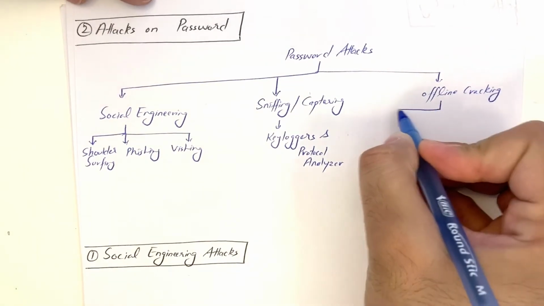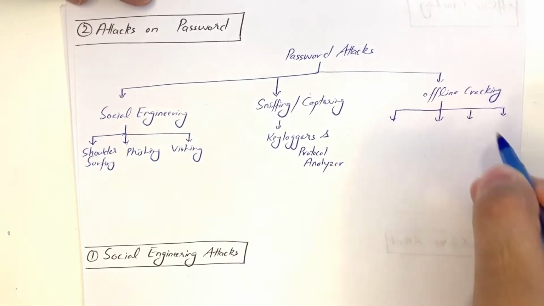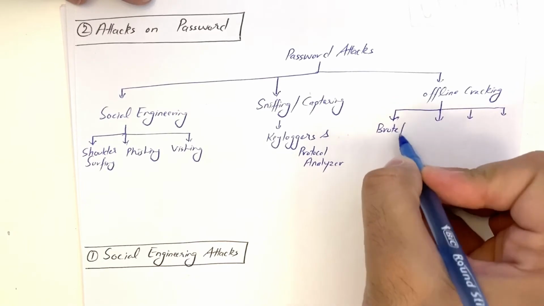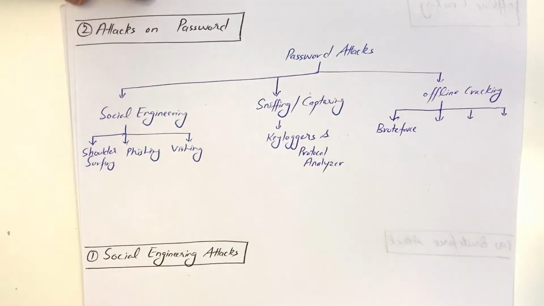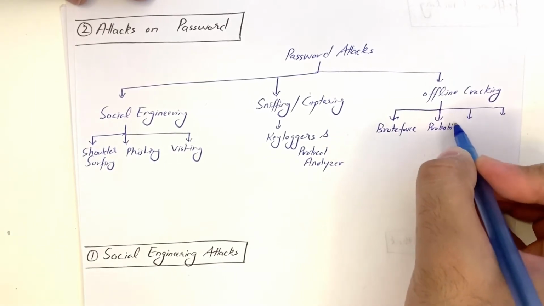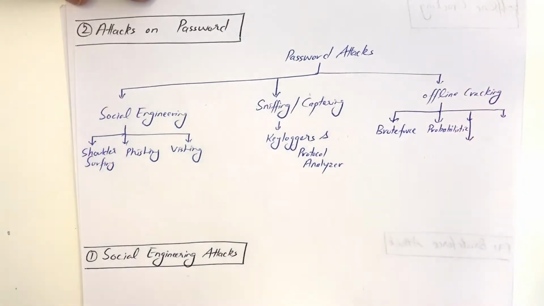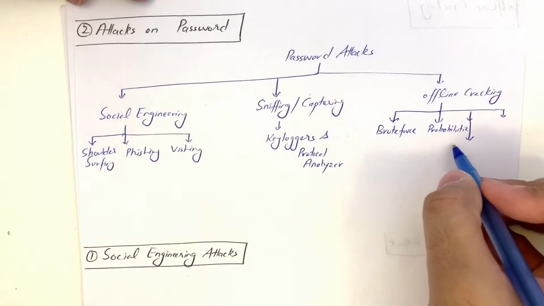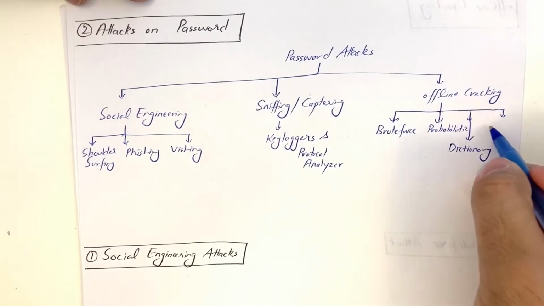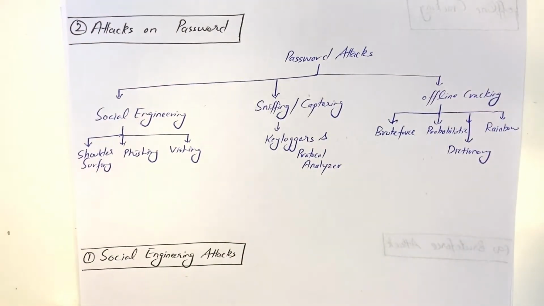Offline cracking: there are plenty of ways to perform offline cracking. One is the brute force attack model, which tries all possible combinations. Then we have probabilistic models. Then we have dictionary attack models. Then we have the rainbow table attack model. We will see all of this in a while.